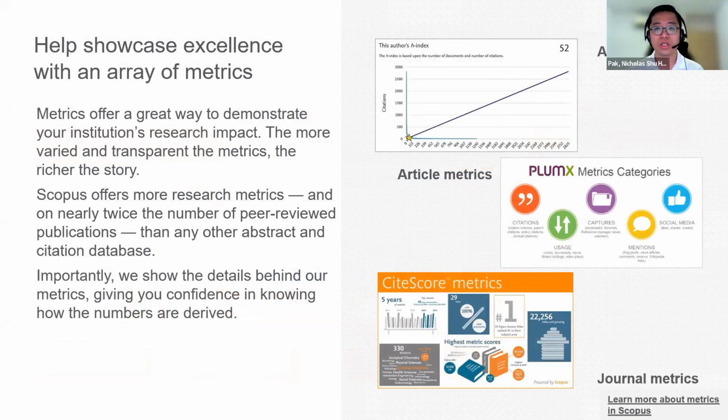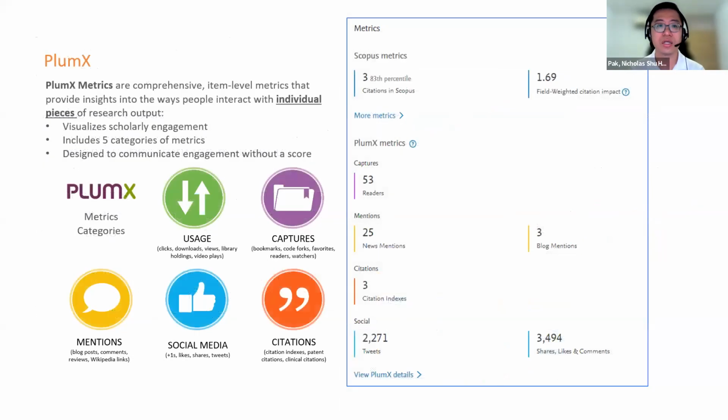So Scopus helps to showcase excellence with an array of metrics. You can demonstrate your institution's research impact. And we are able to give you the details behind it so that you can trust how the numbers are being derived, such as, for instance, CiteScore. The other one which I like a lot would be PlumX.